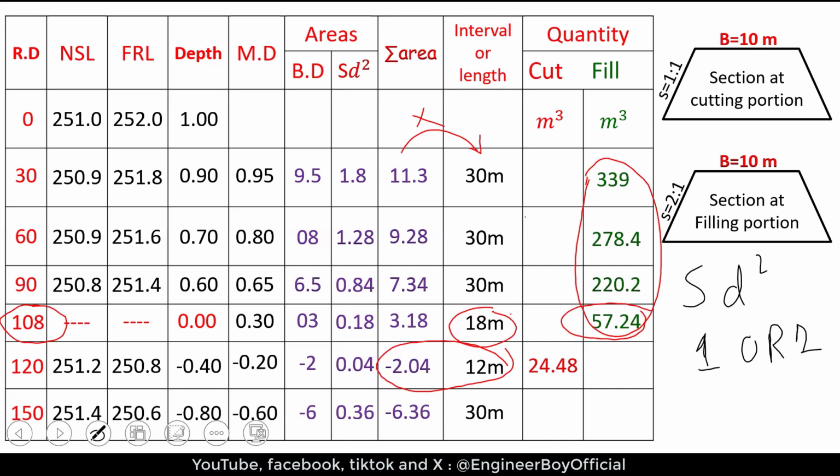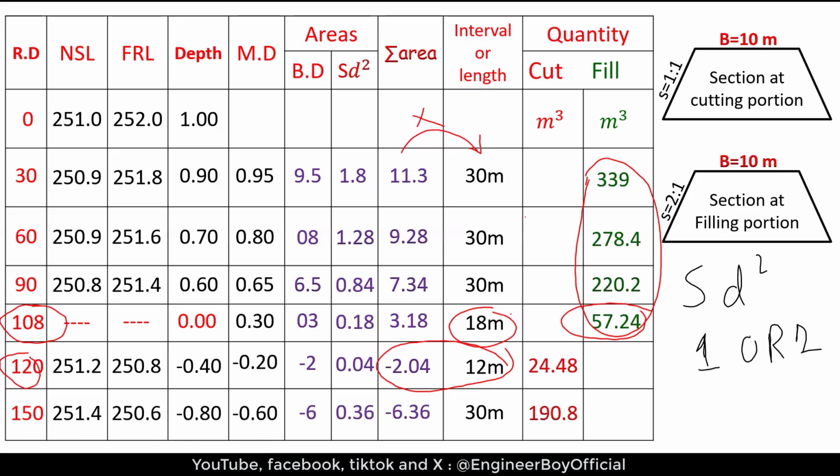And after 108, up to 120, that should be then 12 meters. So 12 meters times 2.04, that should be 24. And next again, we have 30 meters again, and the area is 6.36. So if we multiply that, we're gonna have 190.8 cubic meter is the cutting. Very simple and straightforward. If there is any question, you guys can ask them.